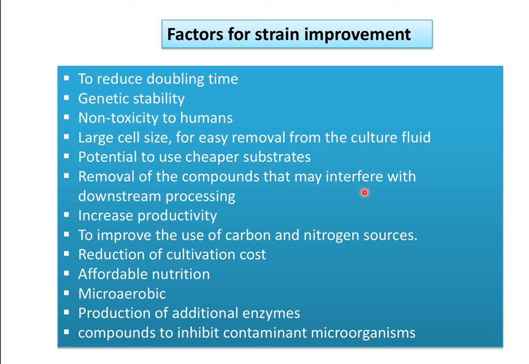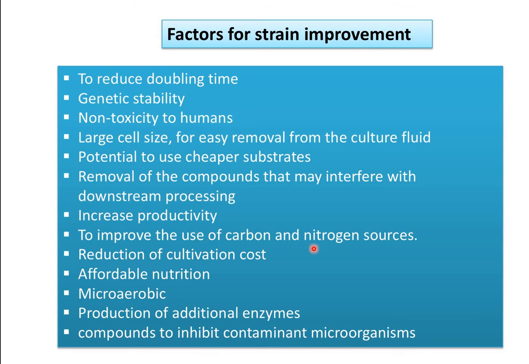Then removal of the compounds that may interfere with downstream processing. As we know, downstream processing is basically responsible for a higher amount of production cost. During downstream processing, there are many products which may interfere with this process, so the removal of those compounds is necessary. In this area also improvement can be done. Then, obviously, increased productivity should be the other target.